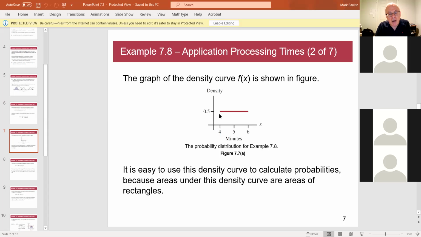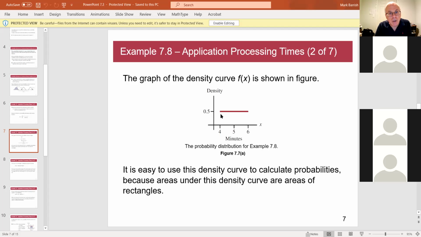Now, if we wanted to find the area under this line, what would we do? We would draw a vertical line from the line down to 4. We draw a vertical line from the line down to 6, and we would create a rectangle. And what is the area of a rectangle? It's the height times the base. So what's the height? 0.5 or a half. What's the base? 2. What's 2 times a half or 2 times 0.5? It's equal to 1. So the area under the full curve here is 1.